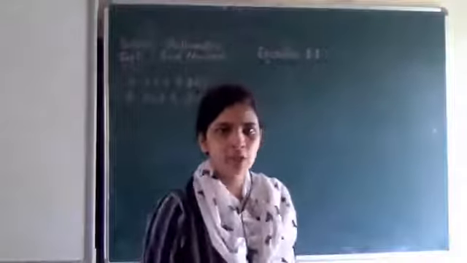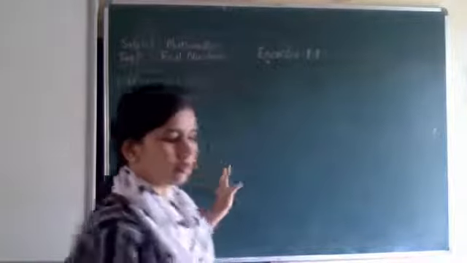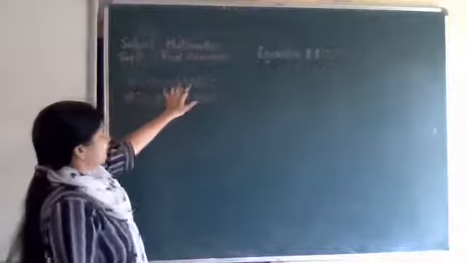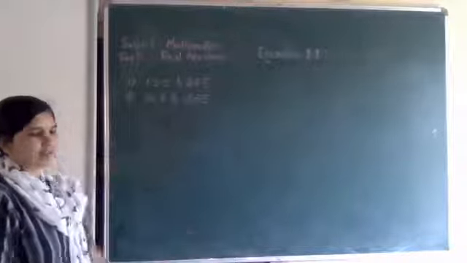Students, today we will solve the exercise problem 1.1. Here we have to find out the HCF of these two numbers 135 and 225. And the second question is 867 and 255. First one.